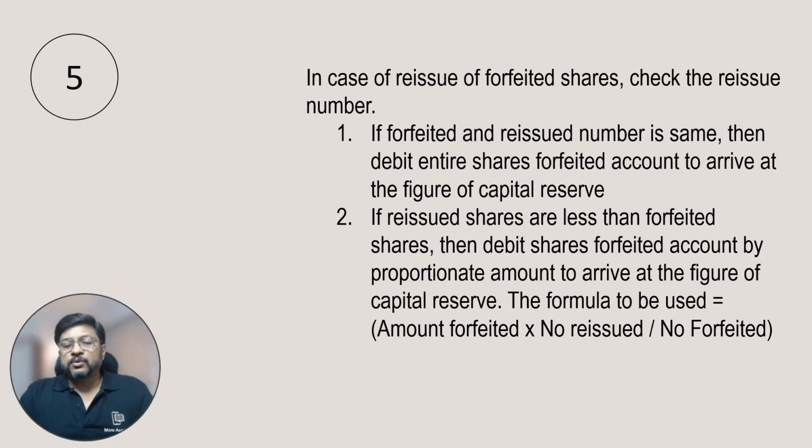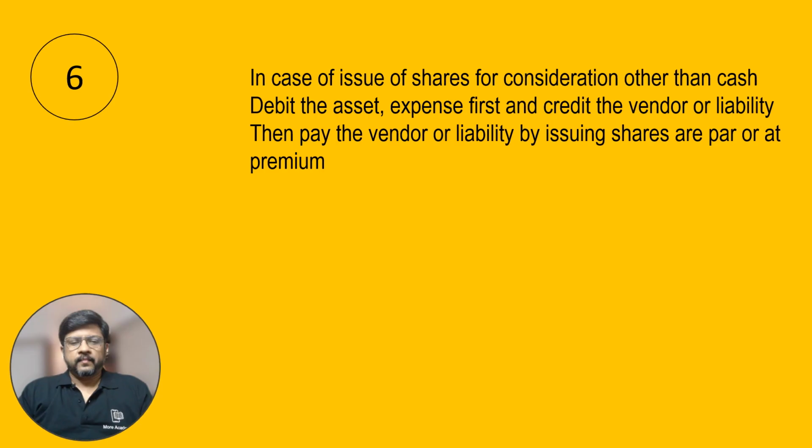The formula to be used to decide this amount is amount forfeited into number reissued upon number forfeited. I repeat, amount forfeited, that is the share forfeited amount from the forfeiture entry, into number reissued, that is the number of shares which you have reissued now, 150, divided by number forfeited, that is 500 shares were forfeited. So you will have to check in every problem how the formula is going to be filled up with the relevant amounts. That's how the amount will be decided for the purpose of capital reserve.